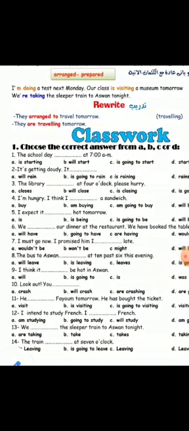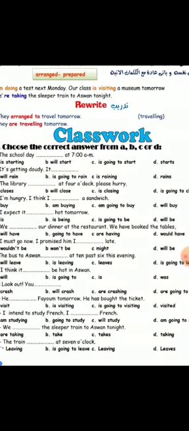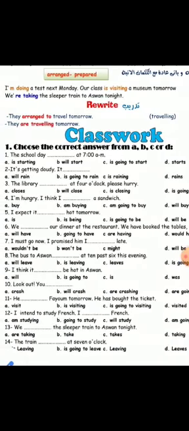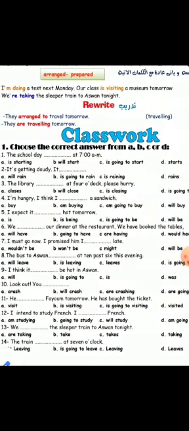Number 11, he is visiting Fayum tomorrow, he has bought the ticket. When we see that he has bought the ticket, so he has arranged everything, so he is visiting. He is visiting Fayum tomorrow. Number 12, I intend to study French. The answer is I intend to study French.